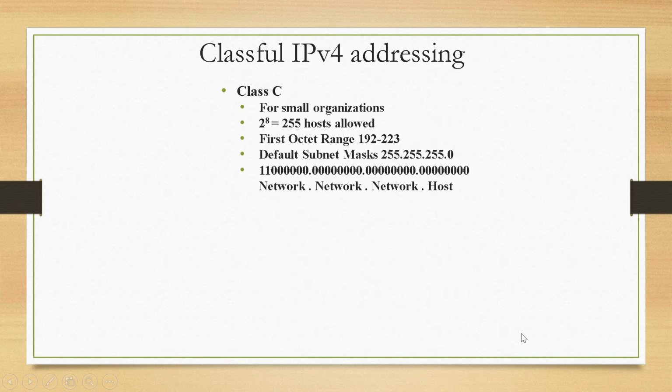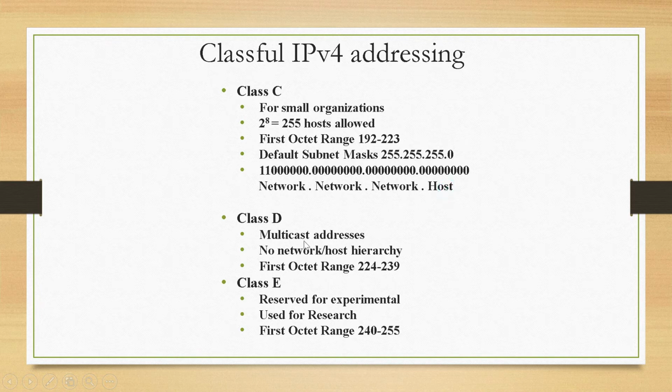To follow is the class C. This one is for small organizations. Usually we use this one. So it allows up to 254 hosts and the first octet range is from 192 up to 223. The default subnet mask is 255.255.255.0, and this is how it will look. The first three octets are the network address and the last one will generate the different host addresses.